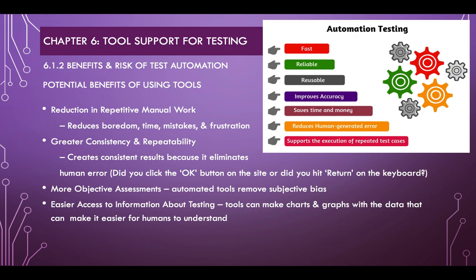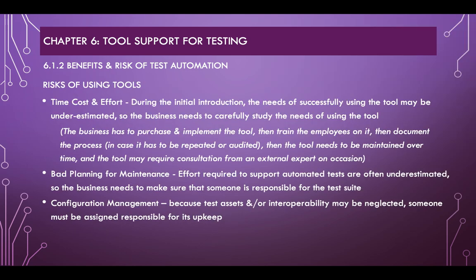The tools can make charts and graphs with the data that can make it easier for humans to understand. We actually have a website that will tell you exactly why it failed. That reason may not always make sense and may need interpretation, but it will say failed because of XYZ. And that makes it a lot easier for us to break down and go find whether or not there's a bug or whether or not that error is meant to happen.